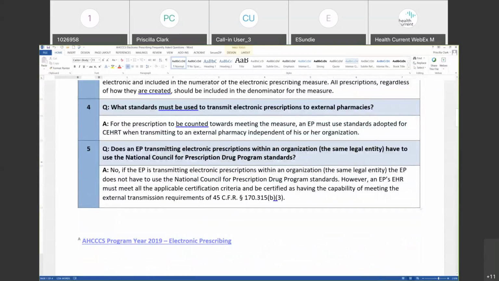Okay, question 5, does an EP transmitting electronic prescriptions within an organization, the same legal entity, have to use the National Council for Prescription Drug Program standards? And the answer is no. If the EP is transmitting electronic prescriptions within an organization, the same legal entity, the EP does not have to use the National Council for Prescription Drug Program standards. However, an EP's EHR must meet all the applicable certification criteria and be certified as having the capability of meeting the external transmission requirements of 45 CFR.